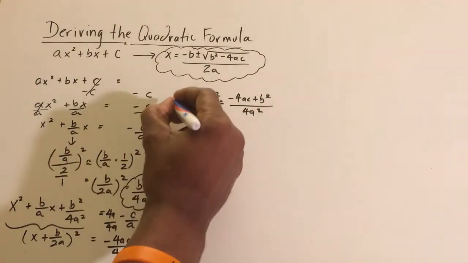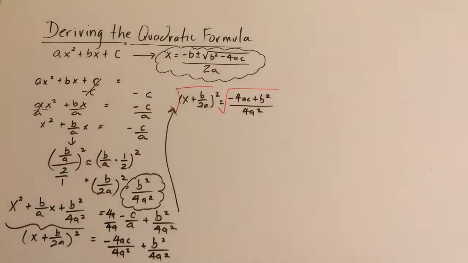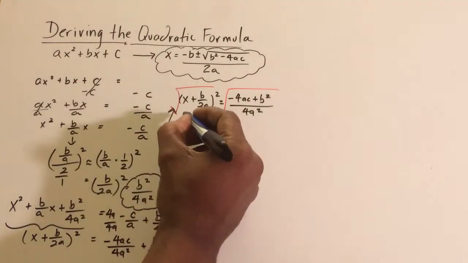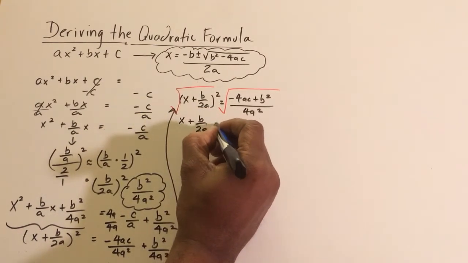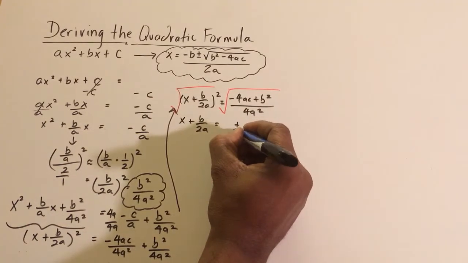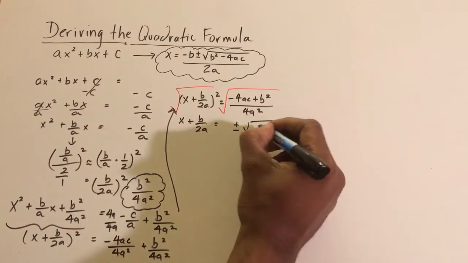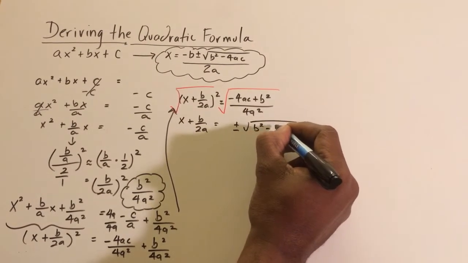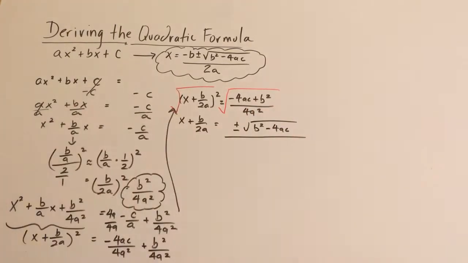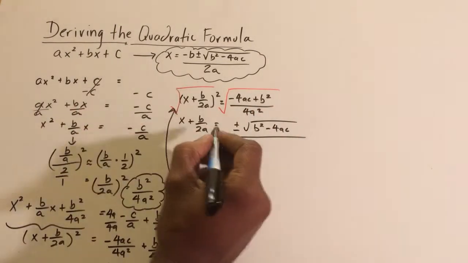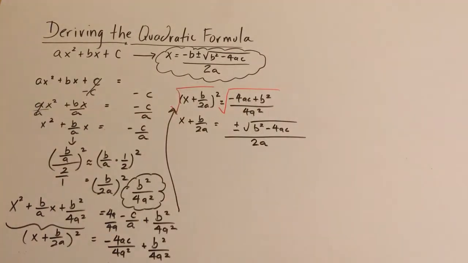Now we can take the square root of both sides. When we take the square root of the left side, we get x plus b over 2a. On the right side, we always get plus or minus first. In the numerator, I'm going to write the b squared part first, so we get b squared minus 4ac. But on the bottom part, I'm going to actually take that square root, and the square root of 4a squared is simply 2a.